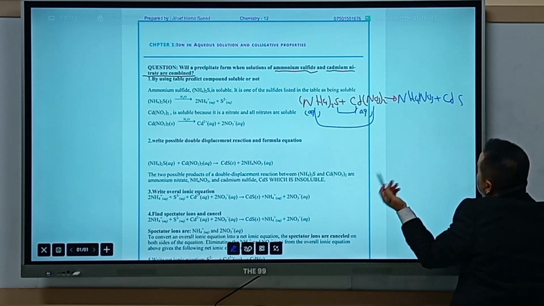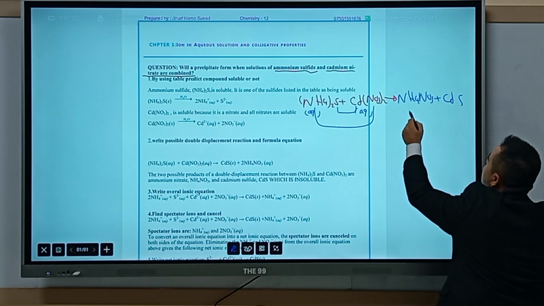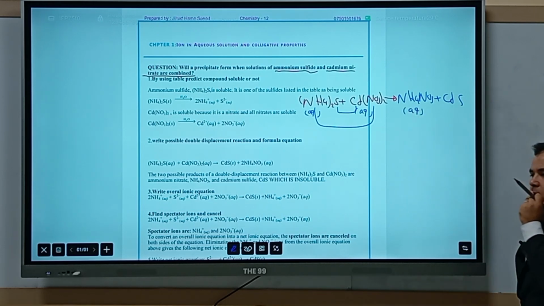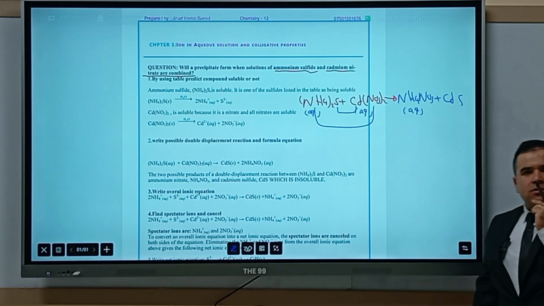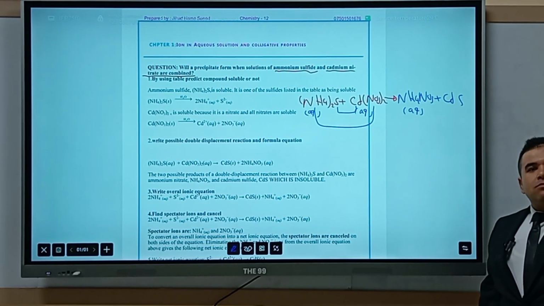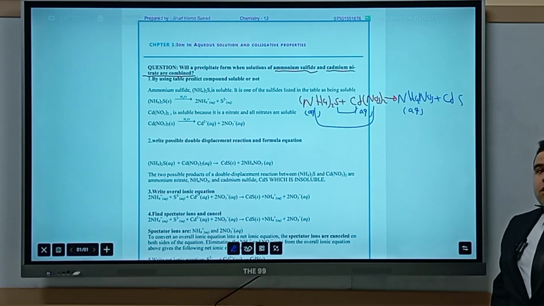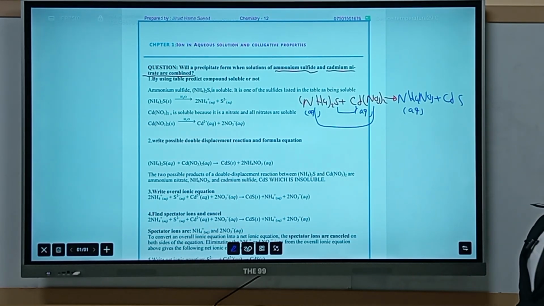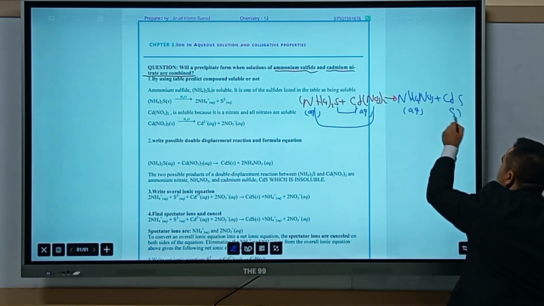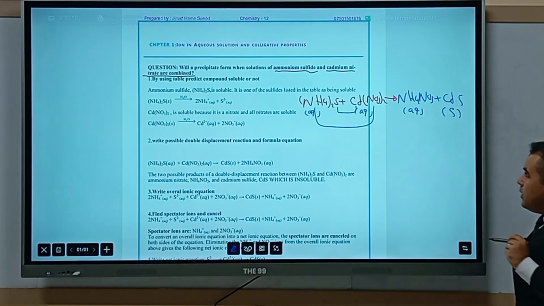Ammonium, any compound containing ammonium and nitrate as well are soluble. So this is aqueous. How about sulfide case? The last guideline was about sulfide. It said calcium, strontium, sodium, potassium, and ammonium with sulfide are soluble, but others are insoluble. So cadmium is not one of the exceptions, it's insoluble, a precipitate.